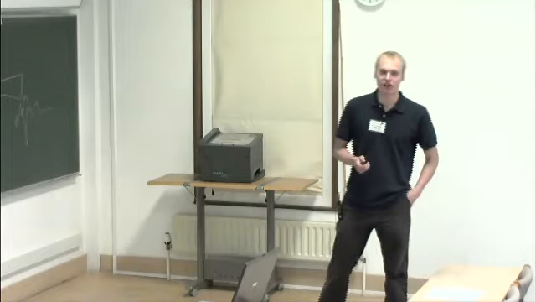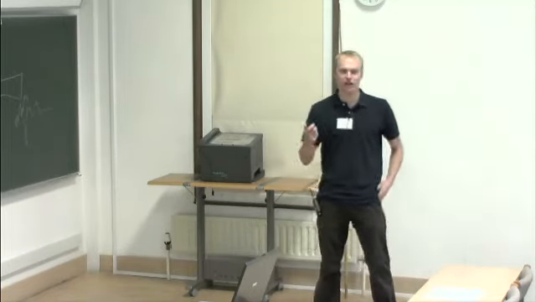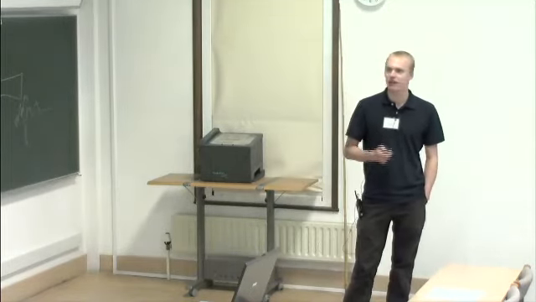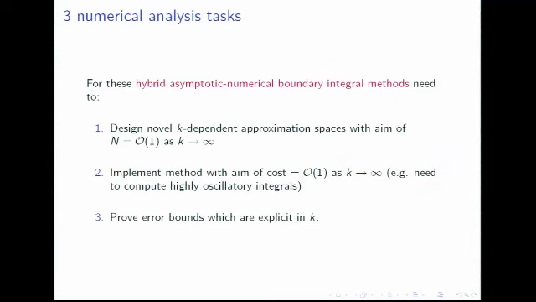Okay, so broadly speaking, there are 3 numerical analysis tasks for these hybrid asymptotic numerical methods. The first is to design the subspaces which incorporate the oscillation of the solution, with the goal that the number of degrees of freedom doesn't need to grow as k tends to infinity. Yesterday in Fatty's talk we saw that you can get n growing like log k or k to the epsilon, where epsilon is small.